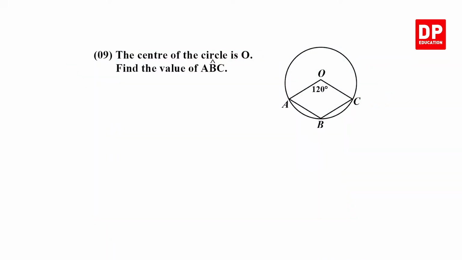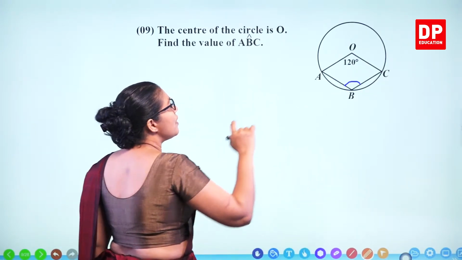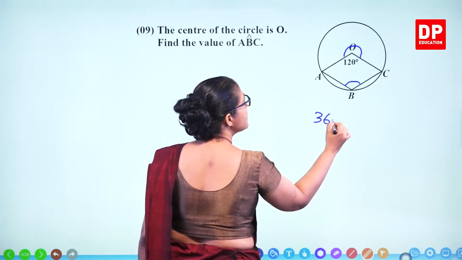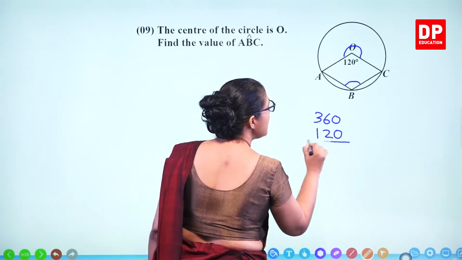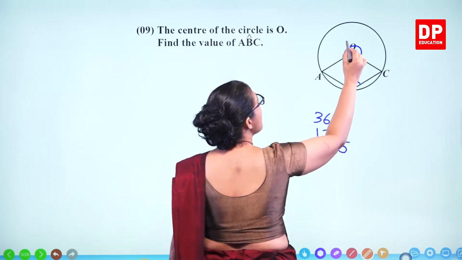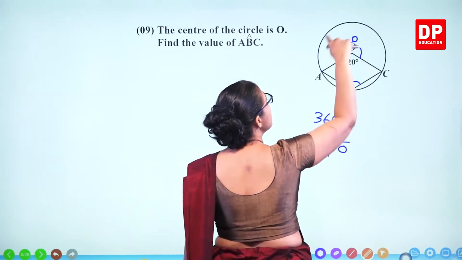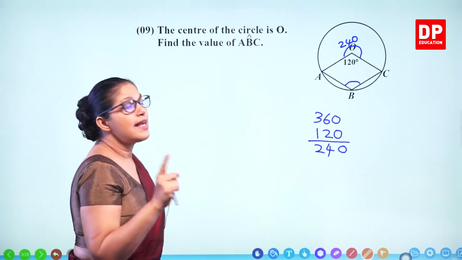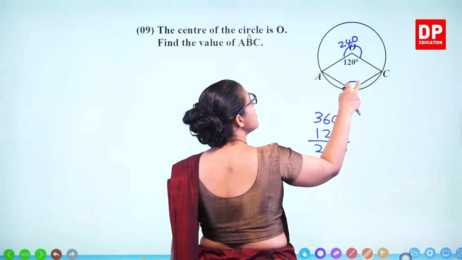Question number 9. The center of the circle is O. Find the value of A, B, C. This value. Now what is this angle? This is 120. So 360 is the angle around a point. Minus 120. You get this angle is 240. So when you take AC reflex angle, AOC reflex angle, that's the angle subtended at the center. This is the angle subtended on the circumference.